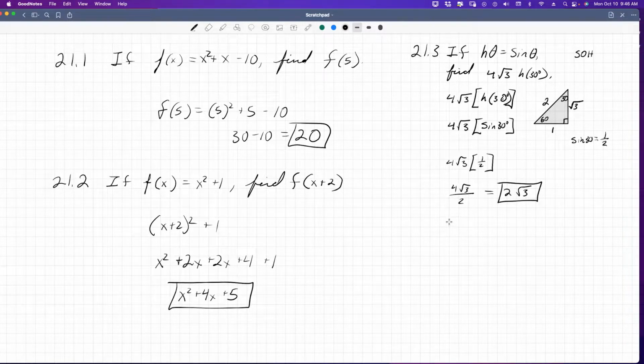All right, not so hard once you understand how it all goes together and what you're looking for. All right, so let's move on to domain and range.